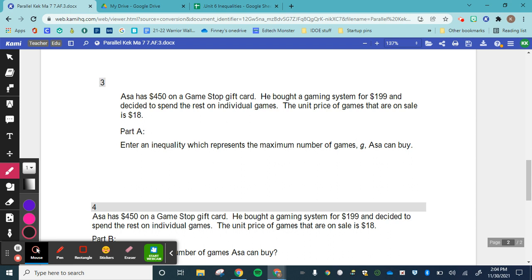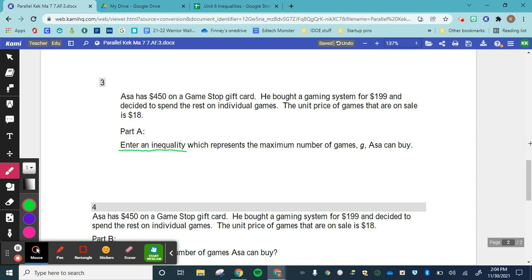Asa has $450 on a GameStop gift card. He bought a gaming system for $199 and decided to spend the rest on individual games. The unit price of games that are on sale is $18. Part A says enter an inequality which represents the maximum number of games G Asa can buy. So it tells me I have to write an inequality.